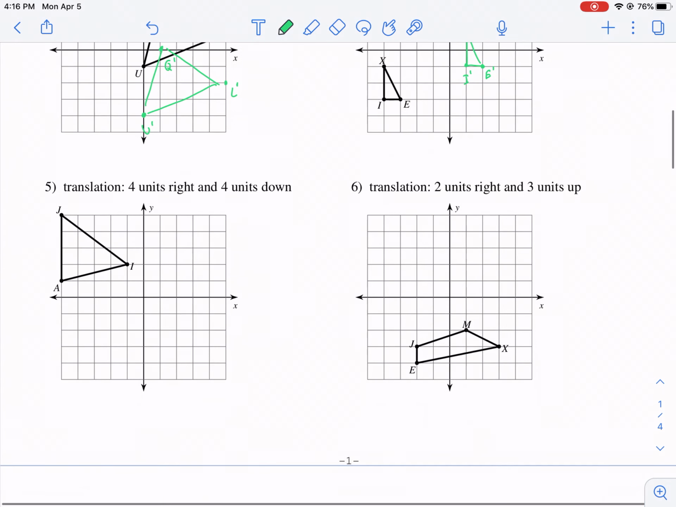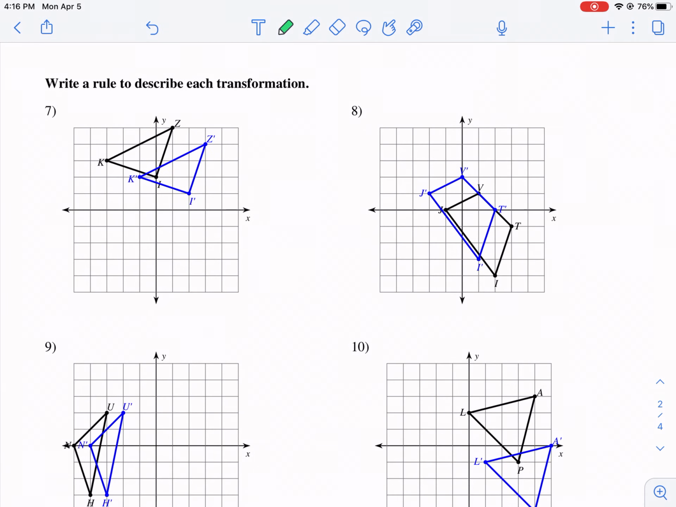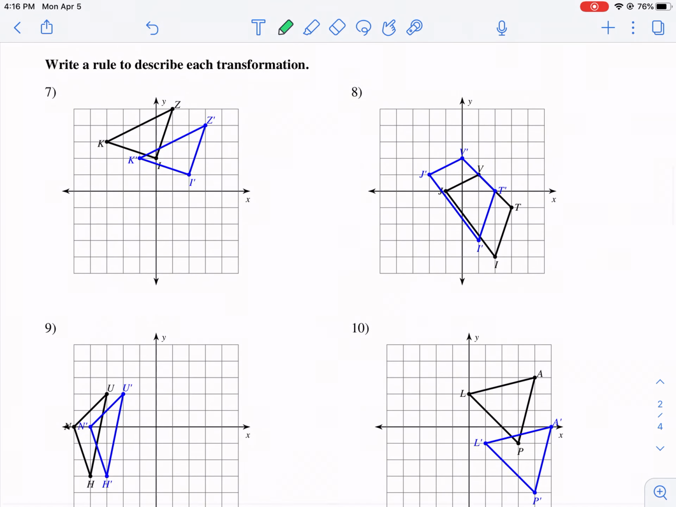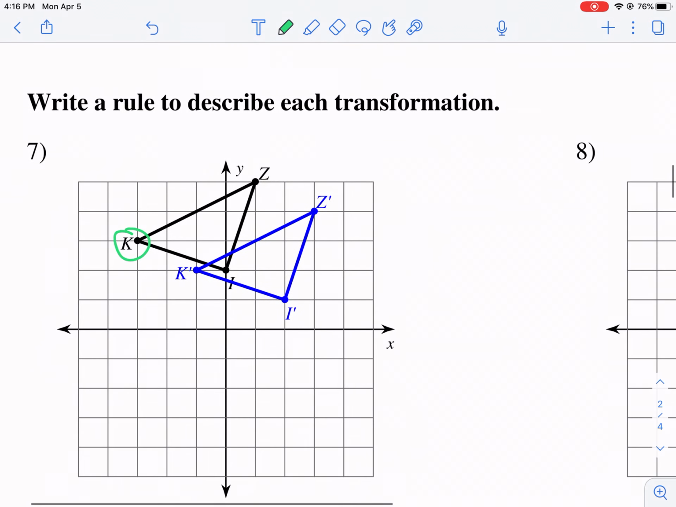And again, you can do the same thing with 5 and 6. Let's get to number 7, 8, 9, 10, 11. I wanted to show what this one is like. So we're going to look here at how it goes from K to K prime.